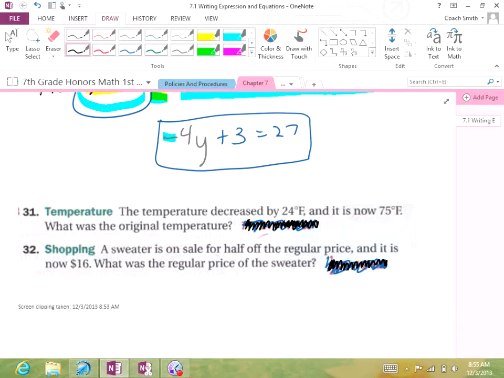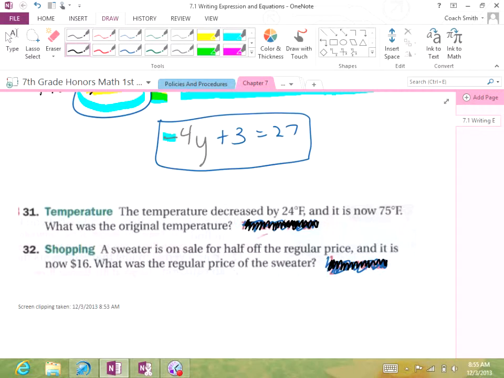All right. It says the temperature decreased by 24 degrees Fahrenheit and now is 75 degrees Fahrenheit. They want to know what the original temperature was. Okay, the directions tell you to write an equation to represent the situation, then use mental math to solve the equation.